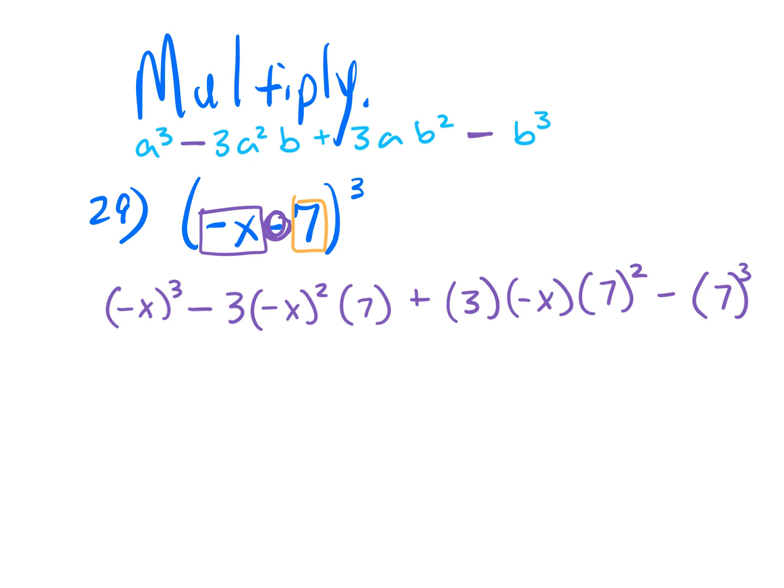Negative x to the third power would be what? Is it positive or negative? What do you think? If you have negative x times negative x times negative x, it would be negative x to the third power. Then the next one, when we have negative x squared, that would turn into positive x squared. But we still have that minus, that negative 3. So negative 3 times 7 is negative 21x squared.